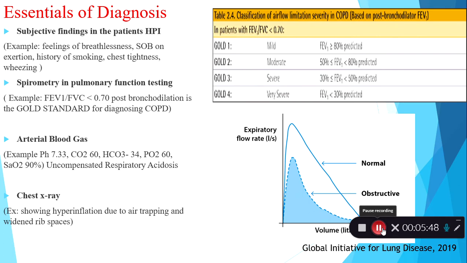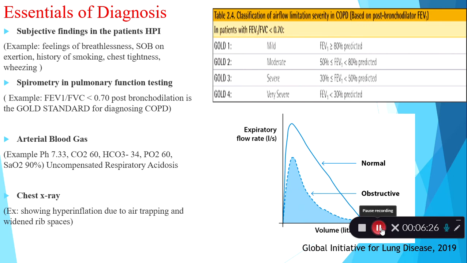Other helpful essentials to diagnosing COPD is an arterial blood gas. Usually the patient will present with respiratory acidosis or an increased CO2 level. And an X-ray can also be used in aiding the diagnosis of COPD. A typical chest X-ray of a COPD patient may show hyperinflation due to air trapping, and you may see widening rib spaces.